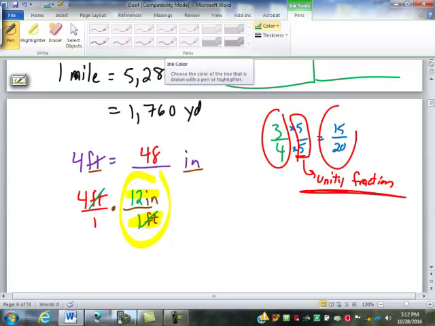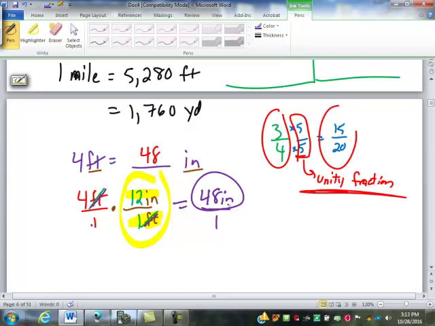So when we multiply, as we said, the feet cross cancel out. 4 times 12 inches is 48 inches. On bottom, it's 1 times 1 is 1. So 48 over 1, or just 48 inches.